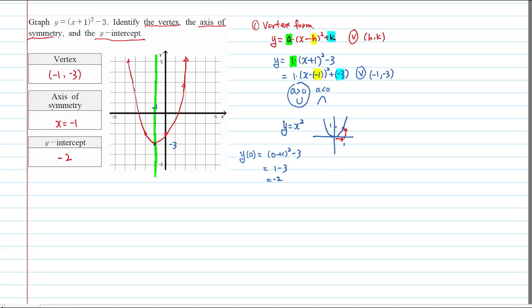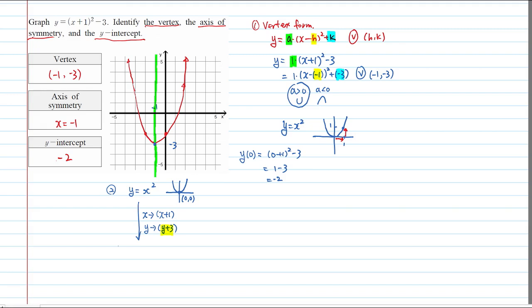Now, the second method is what? You start with a parent function. y is equal to x squared. Well, the graph of x squared, we know that it's a U-shape, passing through the vertex (0, 0). Now, here, instead of x, you plug in x plus 1. Instead of y, you plug in y plus 3. Now, you gotta understand this process. It's not negative 3, it's a y plus 3.